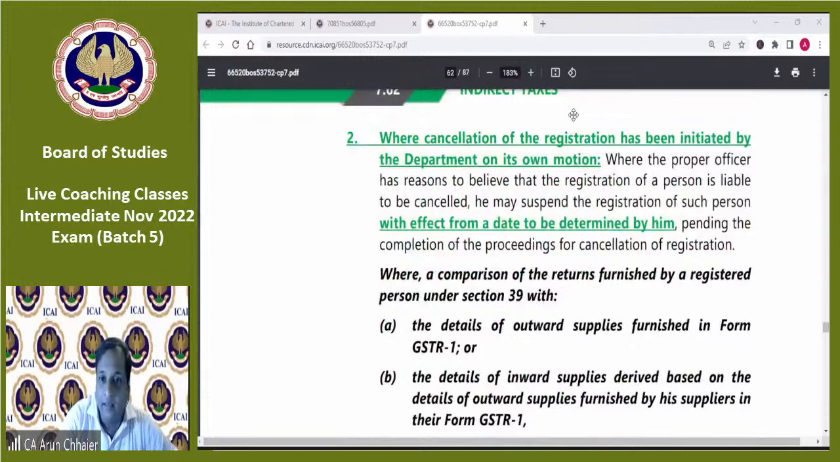Now, where the cancellation has been initiated by the department officer at his own motion, then what is the suspension? Where the officer has reason to believe that the registration is liable to be cancelled, he may suspend the registration with effect from a date to be determined by him. So he will mention from which date the registration is suspended. Where a comparison of the return furnished by the registered person under section 39. What is the return under section 39? GSTR 3B.